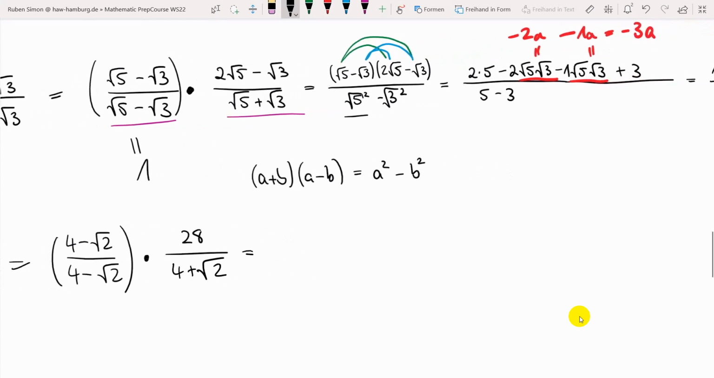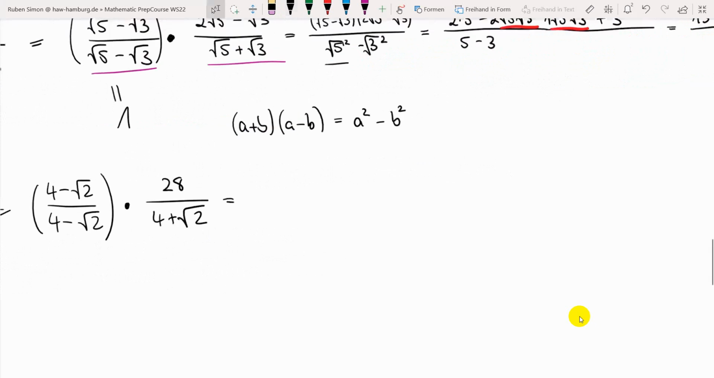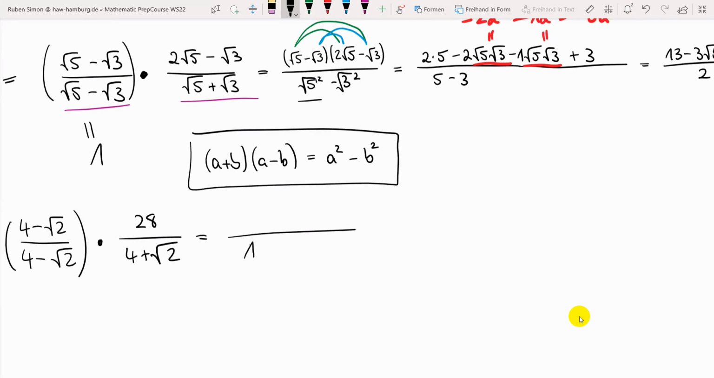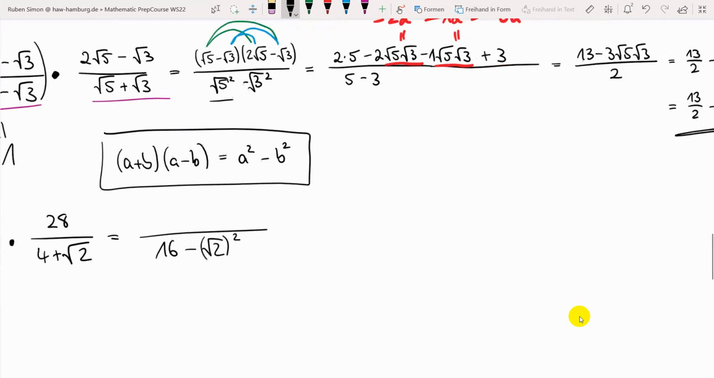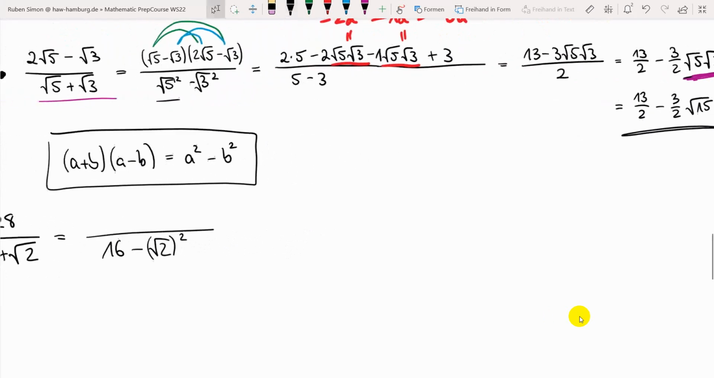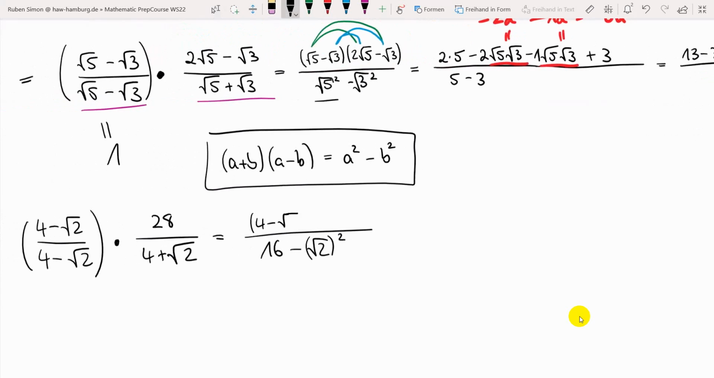And then we can do the same we did in the task before. We can have a look at the denominator, and then we can spot the third binomial formula in there. And then this is going to turn out to be 4 squared, which is 16, minus root of 2 squared. And our numerator is 4 minus 2 minus root of 2. Please don't forget about the brackets, the parentheses.